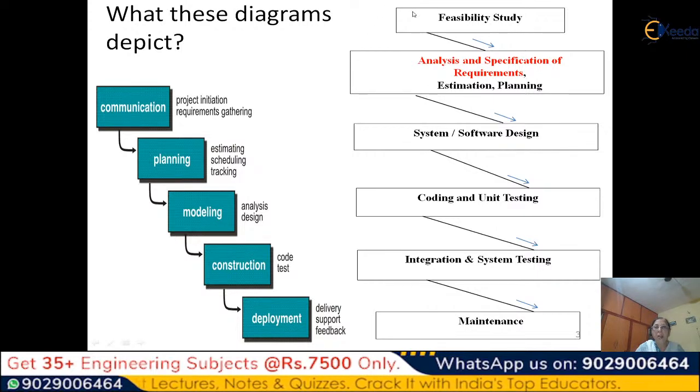This was another view of the process model. This is the waterfall model, in which we had named these activities in line with the actual software activity that we are doing. So if you see, after the feasibility study, we have the analysis and specification of the requirements. In one of the previous classes, we had gone into the requirement analysis and we had discussed this.